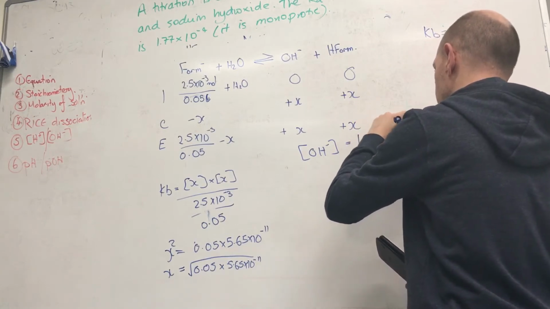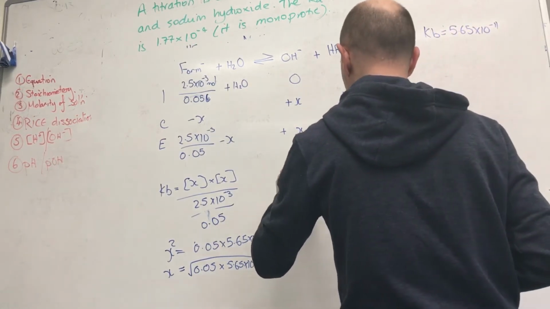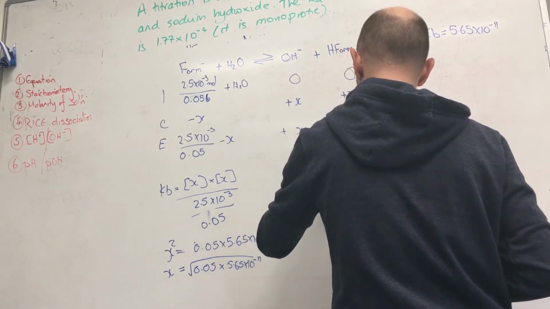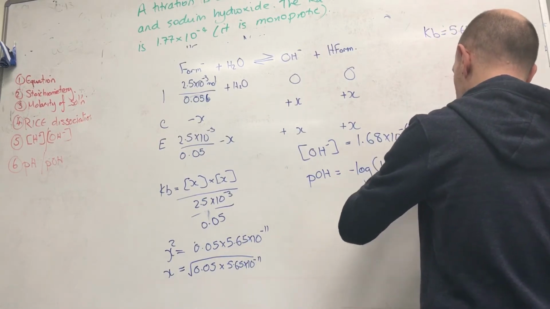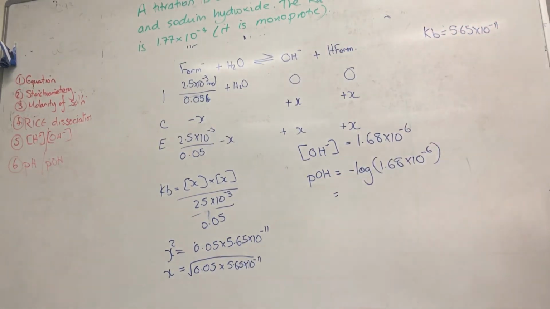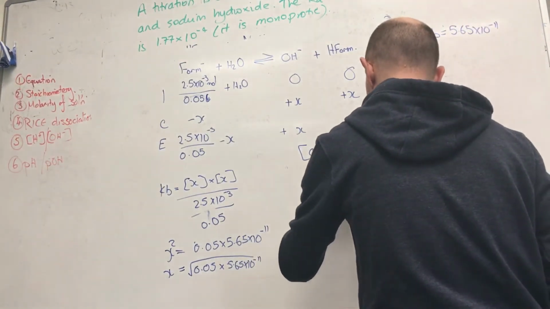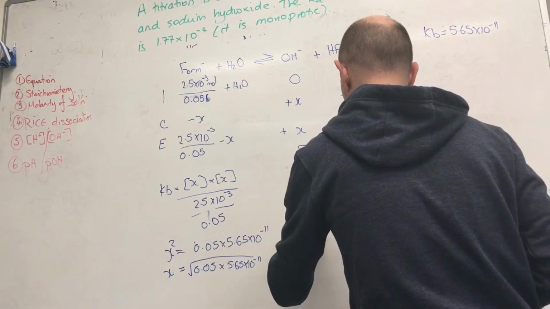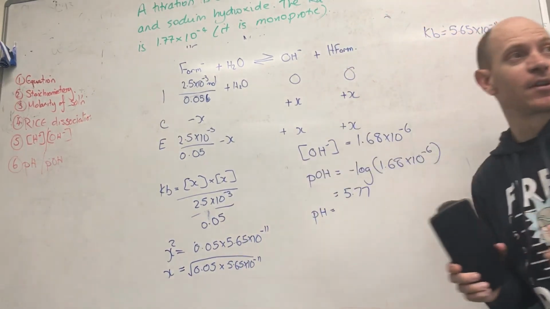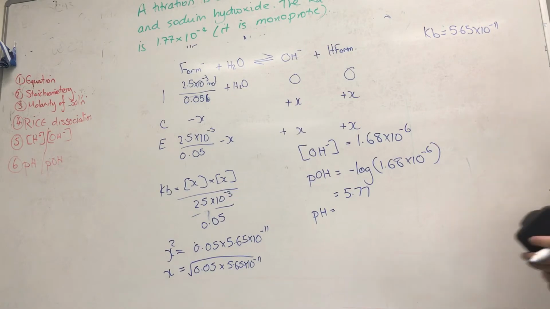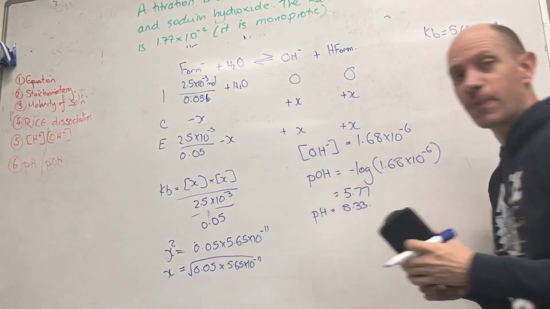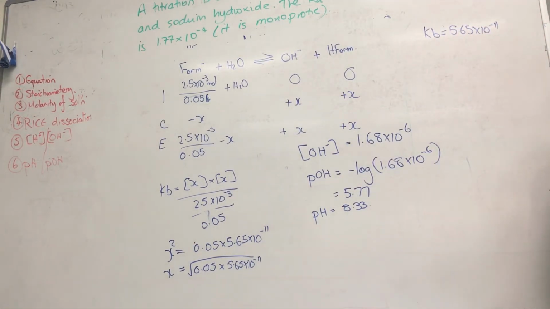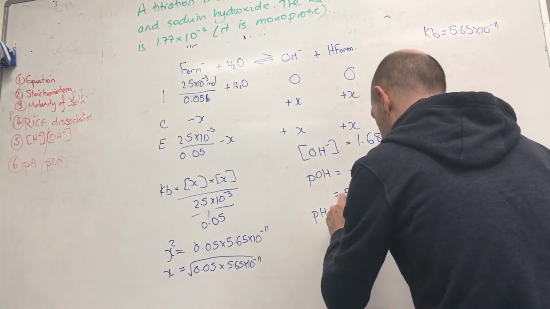1.68 times 10 to the minus 6. And then our pOH is equal to the minus log of 1.68 times 10 to the minus 6, which is what? 5.77. And then our pH is equal to what? 14 minus that, which is 8.23. So it's basic at equivalence point. Mildly basic. 8.23, it is indeed.